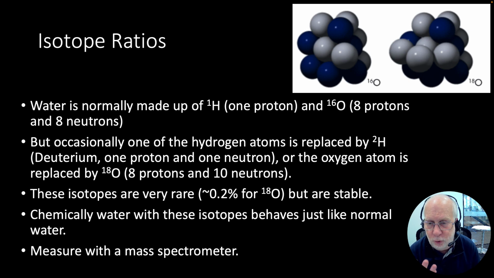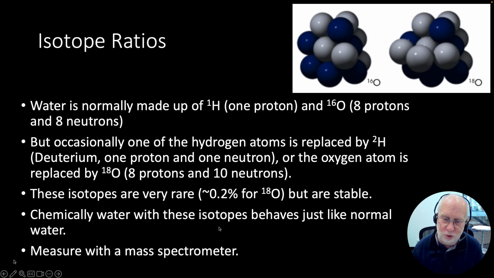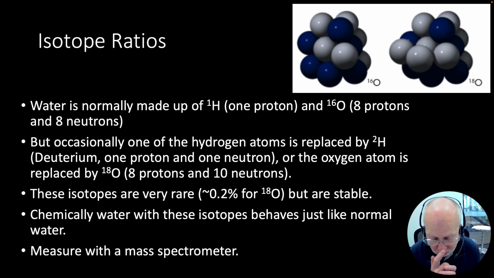The fact that you've got a small amount there actually just reflects how they were formed in stars billions of years in the past. And these isotopes are very rare. So, for example, about 0.2% of oxygen atoms are oxygen 18. The other 99.8% are the normal oxygen 16. But it is possible to take water or any other form of oxygen, put it through a mass spectrometer, and actually measure the fraction of these isotopes.